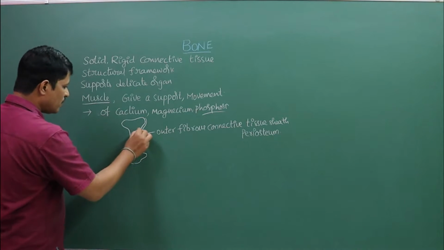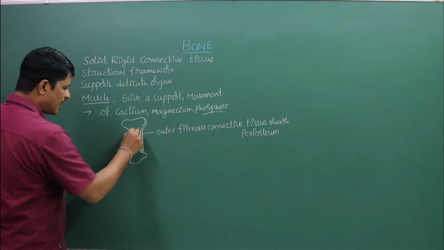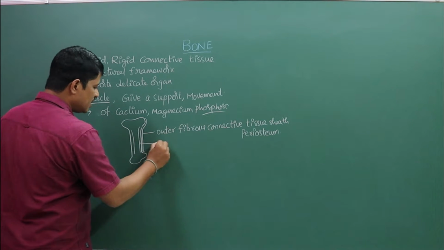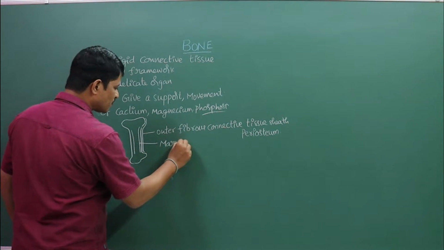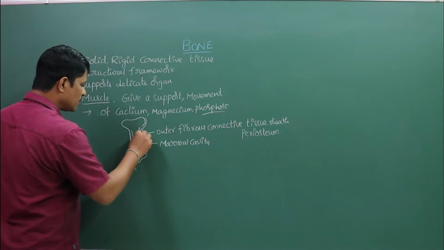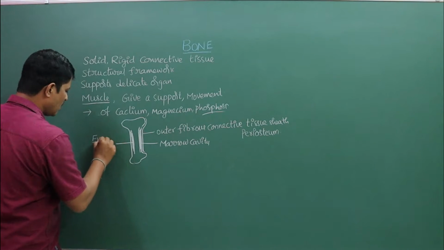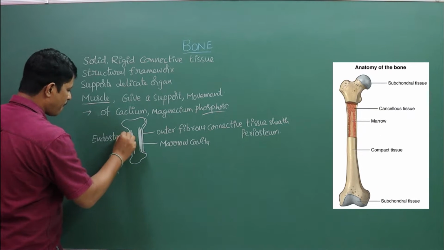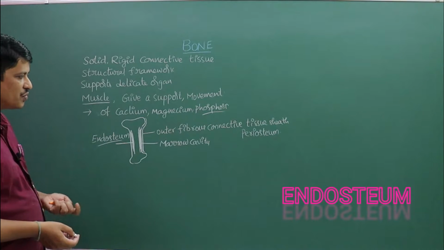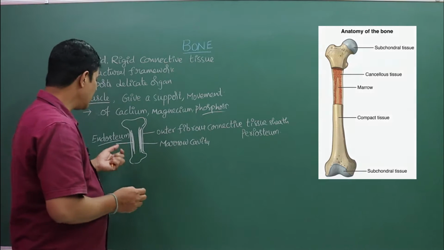Inside the diaphysis, a hollow cavity is present. The hollow cavity is known as the marrow cavity. This marrow cavity is surrounded by one more tissue sheath, a membrane known as the endosteum. So the bone is covered on the outside by the fibrous connective tissue sheath, the periosteum, and on the inside the marrow cavity is surrounded by the endosteum.